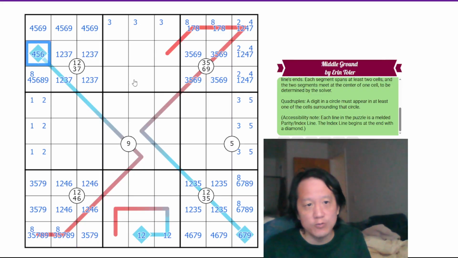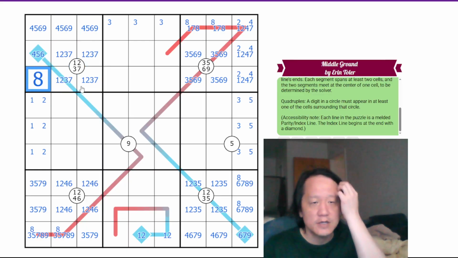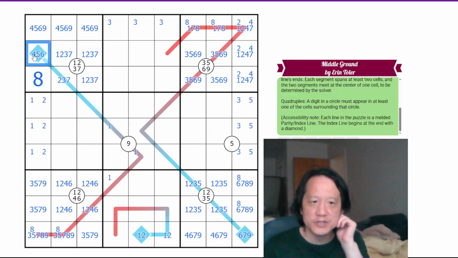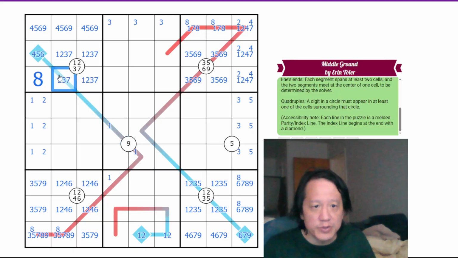So this can't be 8, which means where is 8 in box 1? It has to be here. So that's 8. 1 has to be in the 4th, the 5th, and the 6th position. So we have a guaranteed 1 here, which means 1 cannot be anywhere else on this index line. 2 can be in the 2nd, 3rd, or 7th position, but it can't actually be in the 3rd position, because if it's in the 3rd position, it would have to be here, but we know the 1 or 2 has to be there.